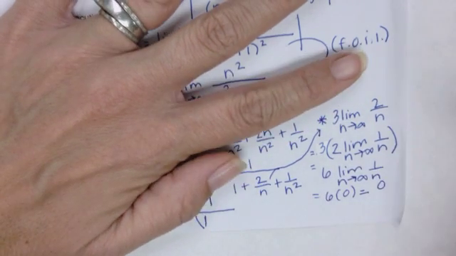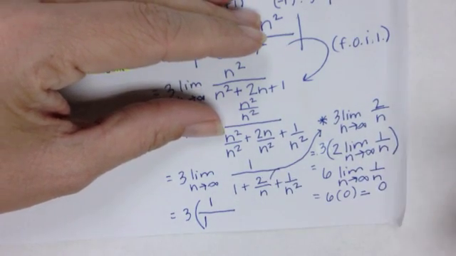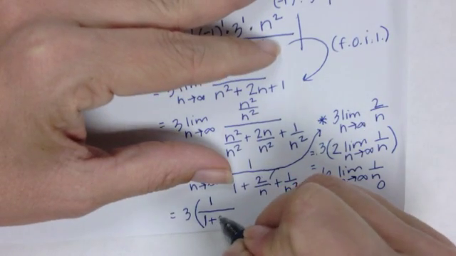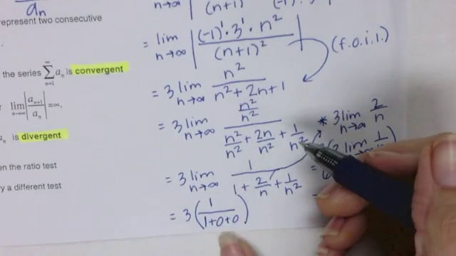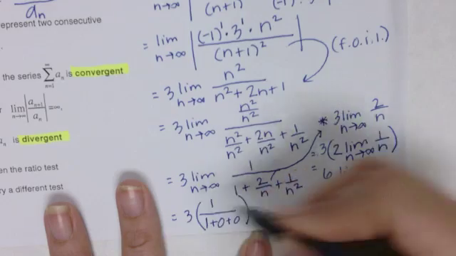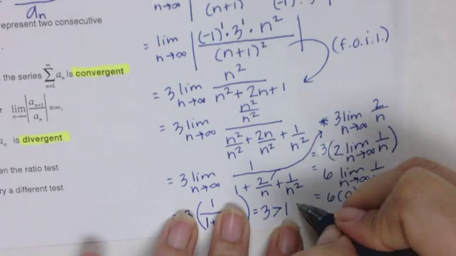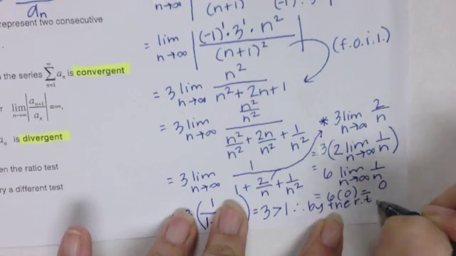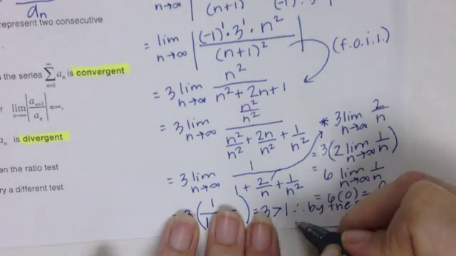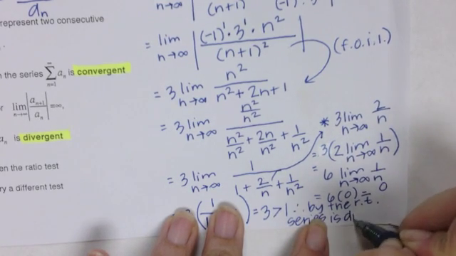Okay, so I don't need to do all that work over here. If it's 2 over n, it's still going to be 0, so I'm going to leave it as 0. So that gives me 1 divided by 1, so that's multiplied by 3, which is greater than 1. So therefore, by the ratio test, I'm just abbreviating, what do we conclude? The series is divergent.